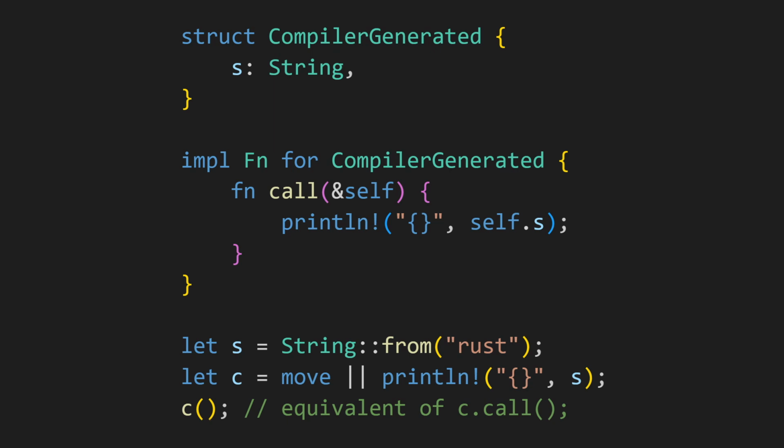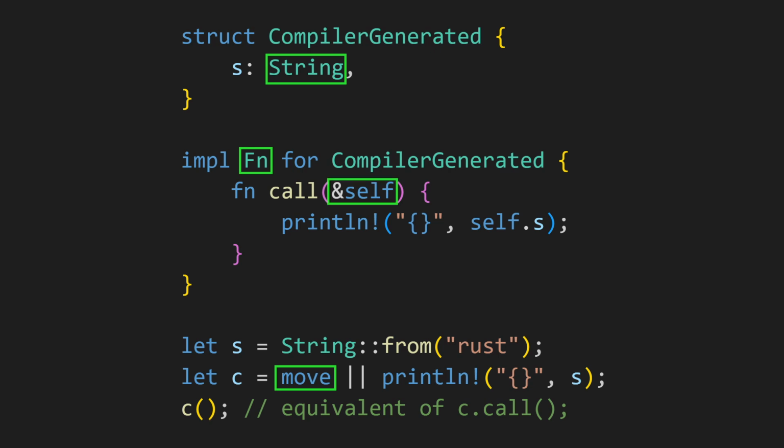Well, although we're forcing the closure to take ownership of the captured value by using the move keyword, the trait implementation criteria have not changed. The closure does not move a captured value out of its body and does not mutate a captured value, and therefore the compiler still implements the Fn trait with the call method taking an immutable reference to self.